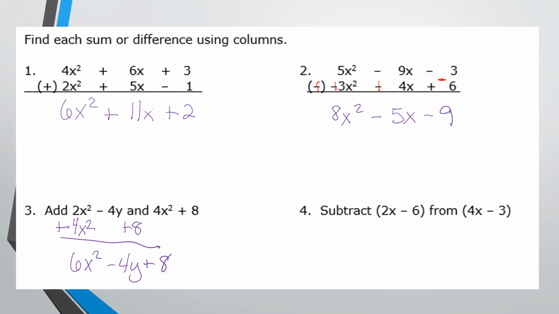I'm subtracting 2x minus 6 from 4x minus 3. Notice which one I'm subtracting from which one. So I can do 2x minus 6 from the 4x minus 3. I'm subtracting, but I can change it to a plus and change each of the signs after it. So now I have 4x minus 2x is 2x, and a negative 3 plus 6 would be plus 3.